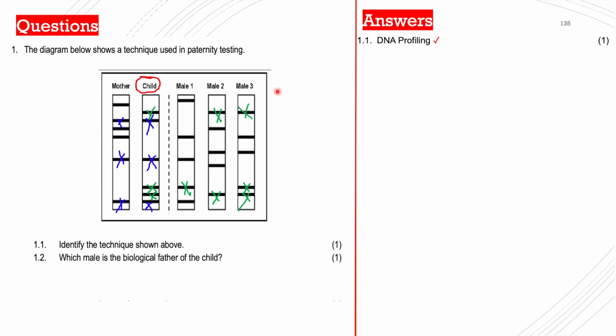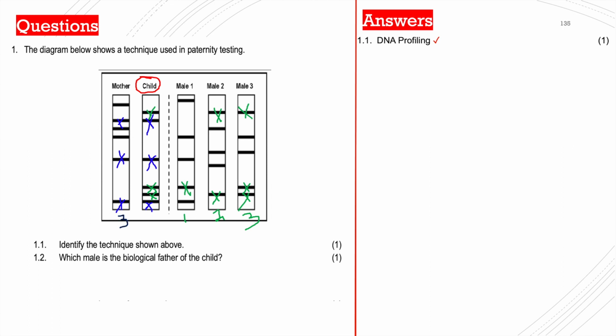Okay, so when we check, we are now supposed to analyze and write down how many black bars match with each male. Right, we had one match with male 1. We had 2 matches with male 2. However, we had 3 matches with male 3. And remember, with the mother, we also had 3 matches.